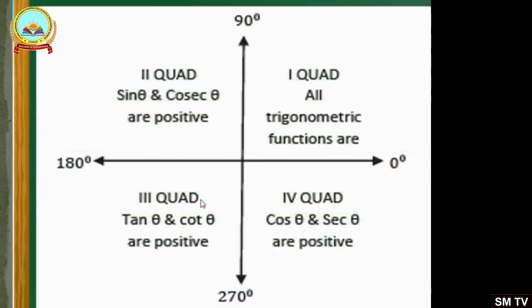The first quadrant is 0 to pi by 2, second quadrant pi by 2 to pi, third quadrant pi to 3 pi by 2, fourth quadrant 3 pi by 2 to 2 pi. In the first quadrant all are positive, sine and cosecant are positive in the second, tan and cot are positive in the third quadrant, cos and secant are positive in the fourth quadrant.